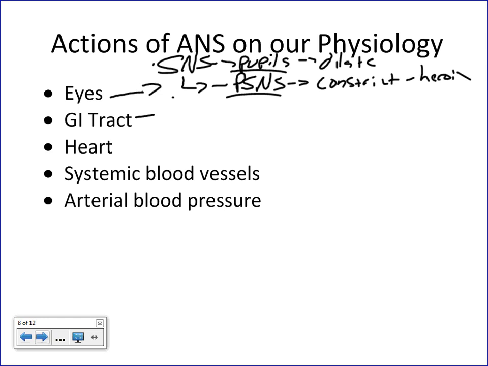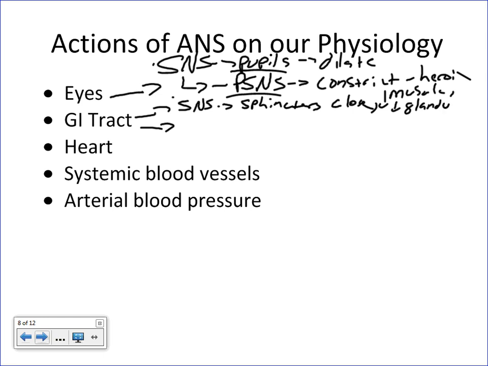The GI tract, we already started hitting on that. If we have increased activity of the sympathetic nervous system, that's going to cause the sphincters to close. That's going to decrease muscle activity, so basically decrease peristalsis, and that's also going to decrease glandular activity. Much later on when I make videos, because the GI tract alone has its own interesting built-in nervous system that we like to call the enteric nervous system, and it's really cool to take a look at, but I'm not going to get into it now.